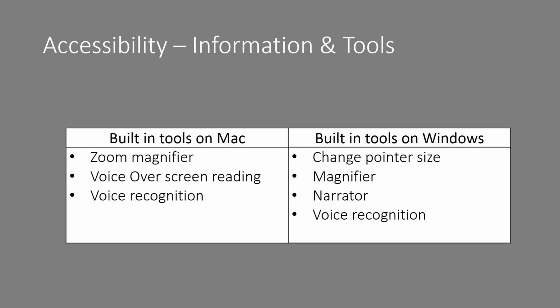Next page. Here's just a list of tools that you can use on either your Mac or Windows that are built in with all of the OSs these days, just to choose and look through, and you can actually do your own accessibility evaluations. On Mac, you have Zoom Magnifier, you have a VoiceOver screen reading option, and you also have voice recognition. Within Windows, you can change the pointer size, they have Magnifier, they have a Narrator, and they have voice recognition, so you can see how accessible particular aspects and websites are.